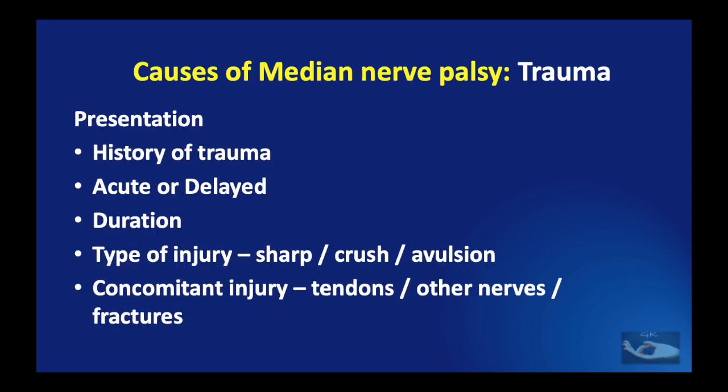In the case of trauma resulting in a median nerve injury, we need to consider the history of the trauma, whether the patient is presenting in an acute situation or in a delayed manner, the duration since the injury has occurred, and the type of injury, whether it has been a sharp injury, crush injury or an avulsion injury, when more amount of injury to the median nerve is expected, and also the concomitant injury which can occur in most of the situations, like injury to the tendons, the other nerves, especially the ulnar nerve, and concomitant fractures.